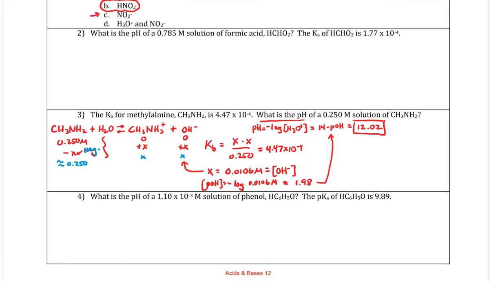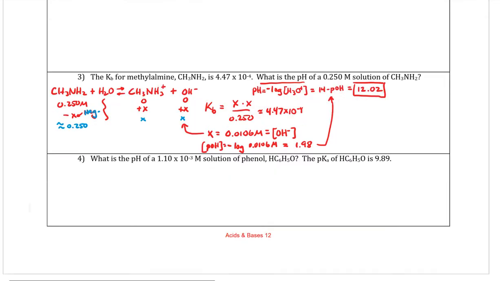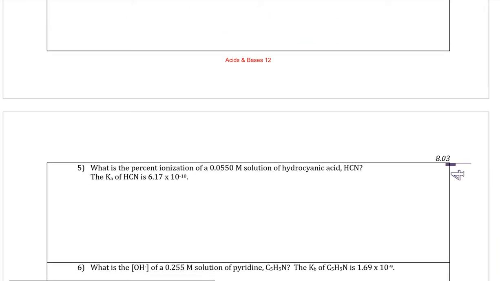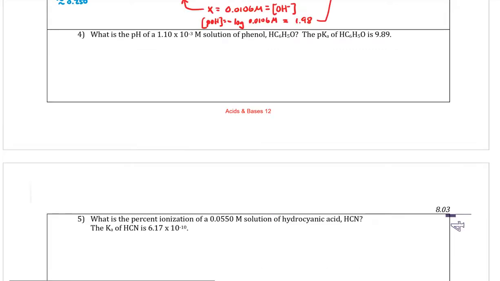In the meantime, try number 2 and try number 4. Those questions, again, are much like the ones we've had here. And then number 5 is a percent ionization question. We've seen one of those already as well. All right, and 6 is actually close to the one that we just did.